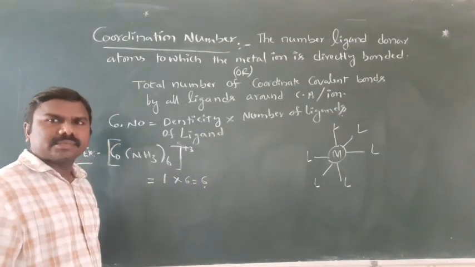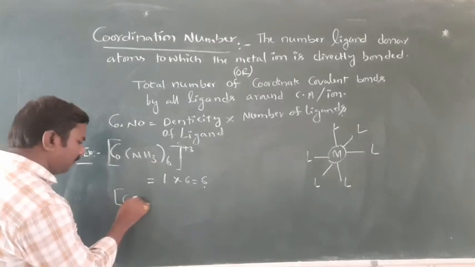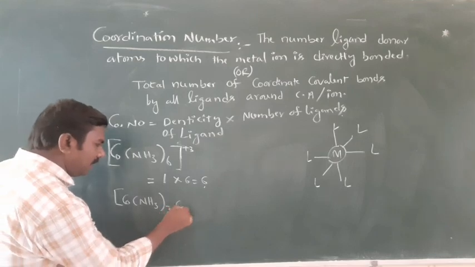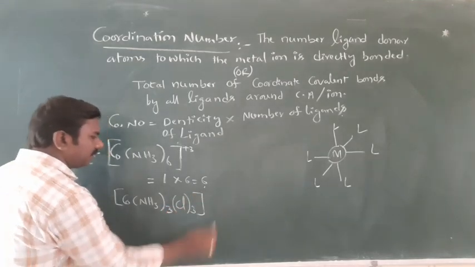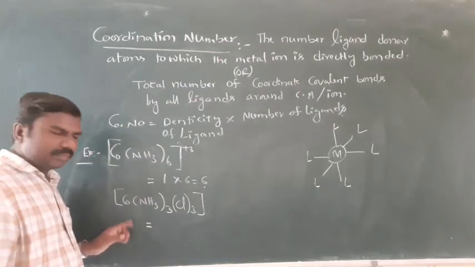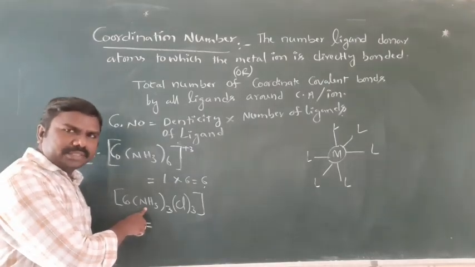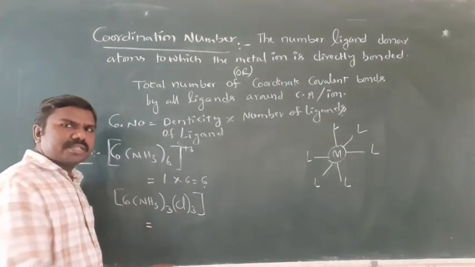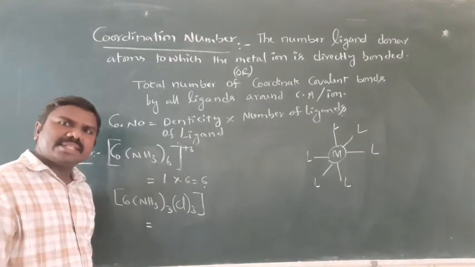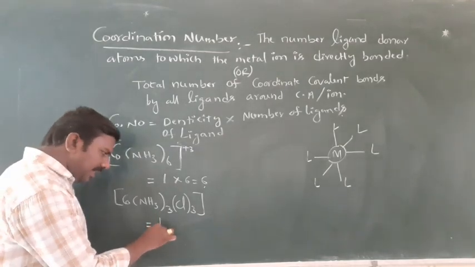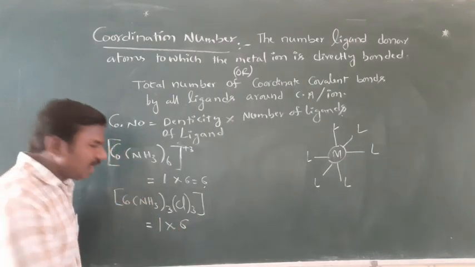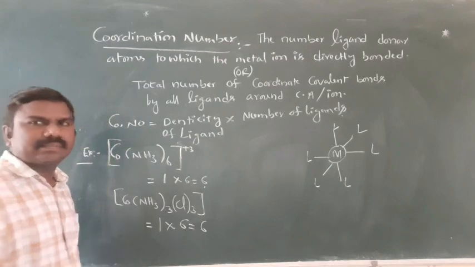Answer is 6. Similarly, [Co(NH3)3Cl3]. Coordination number of cobalt equals, NH3 is unidentate because it has only one donor atom. Cl also is unidentate, only one donor atom. Totally how many unidentate ligands? 6, and denticity equals 1. Total number of ligands 3 plus 3 equals 6. Again coordination number equals 6.